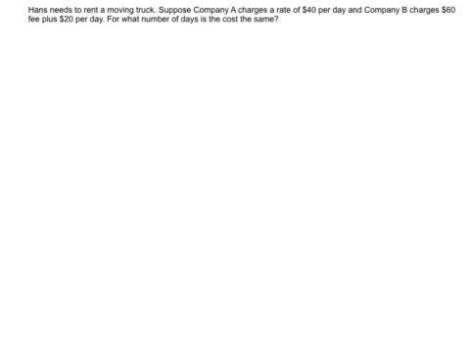So step 1, define your variable. So to define your variable, go to your question first. So the question is, for what number of days is the cost the same? So I'm going to use the variable D since we're talking about number of days. There's our variable. So now, step 2, we have to set up our equation.